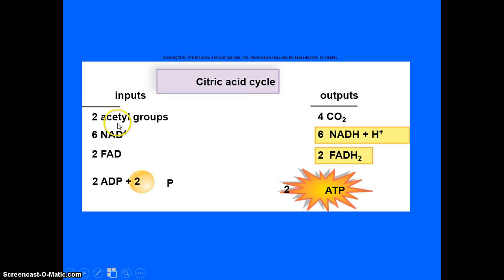And here we have our inputs with the citric acid cycle: 2 acetyl groups, 6 NAD+, 2 FADs, 2 ADPs, and 2 phosphates. Our outputs then are going to become 2 carbon dioxide molecules, 6 NADH and H+, 2 FADH2s, and 2 ATPs. One important thing to keep in mind is that the citric acid cycle, or the Krebs cycle, is not going to go without enzymes. So enzyme-catalyzed reactions occur all throughout the Krebs cycle to form the citric acid. So keep that in mind.